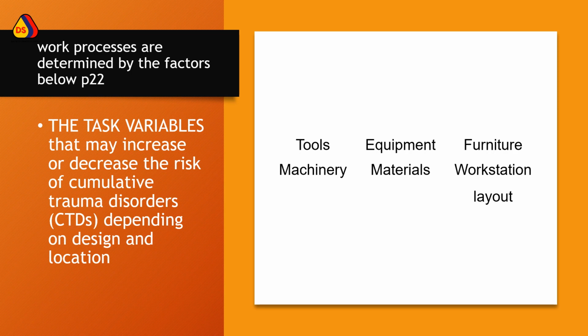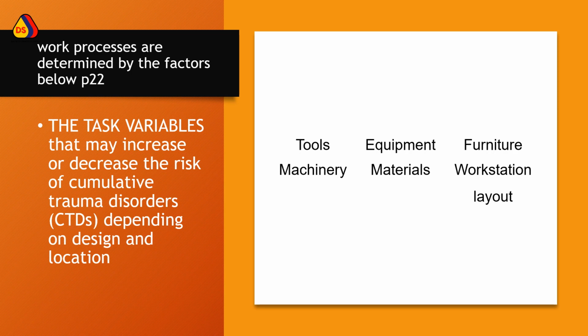The layout of the workstation should encourage a neutral posture for employees. Ensure that tools, equipment, and furniture are arranged in a way that reduces excessive reaching, twisting, or bending. Providing adjustable chairs and desks allows employees to customize their workstations to their specific needs. This can reduce the risk of CTDs by promoting proper body alignment.